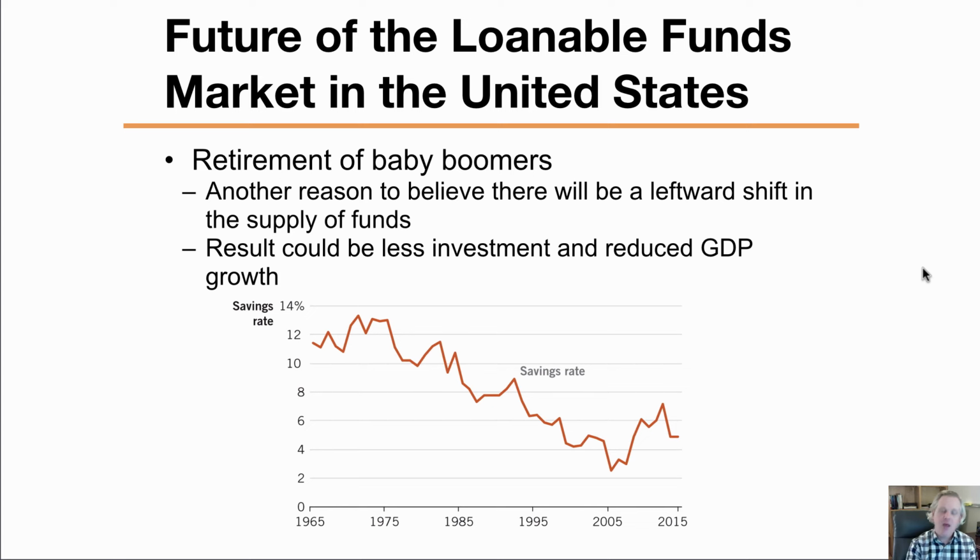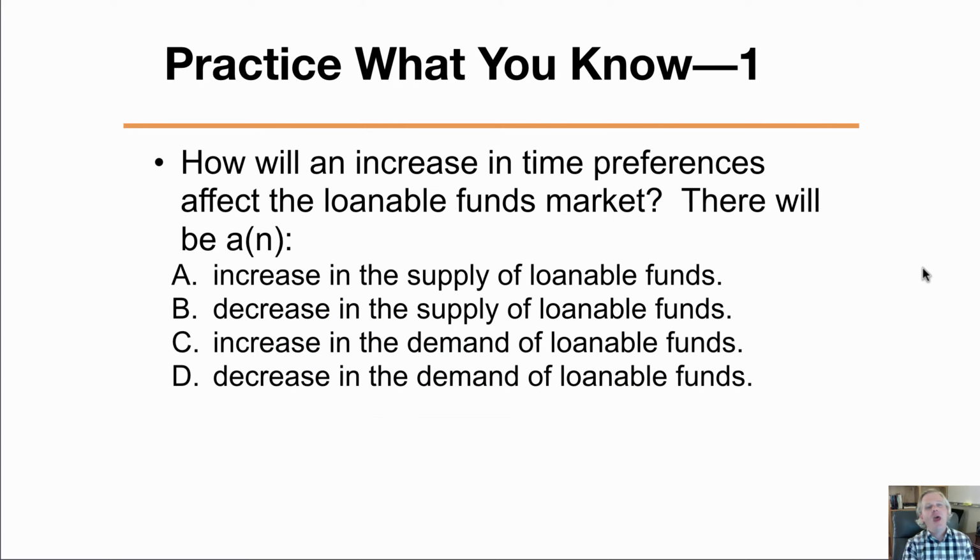All right. So that's just about it, but I want to run through a couple of multiple choice questions just to remind you of the things that we've talked about in this second screencast. So how will an increase in time preference affect the loanable funds market? If time preferences increase, and that means people want to consume more today, what does that do to the supply of loanable funds? Well, if people want to consume more today, that leaves them with less money to invest in financial instruments, and that decreases the supply of loanable funds that's available to firms to invest in capital projects.